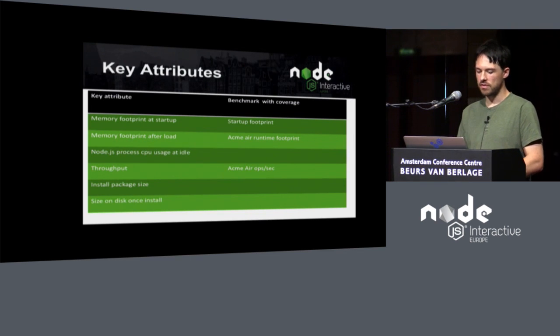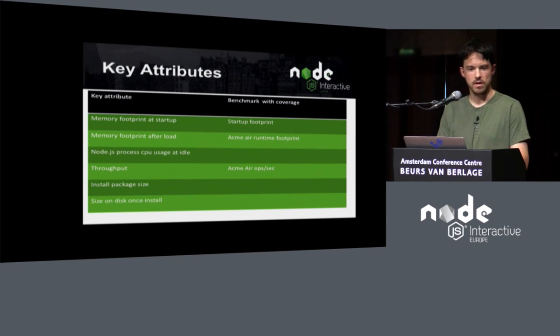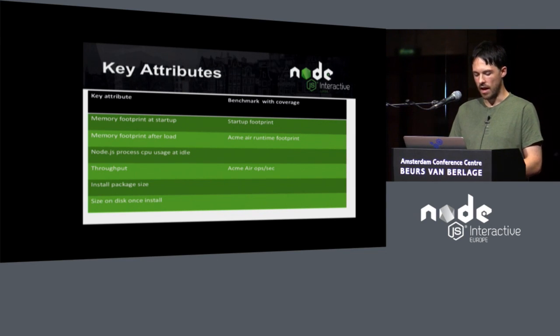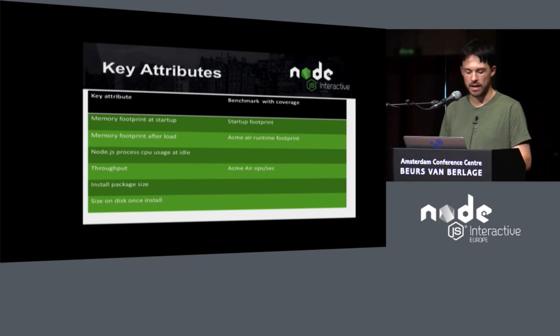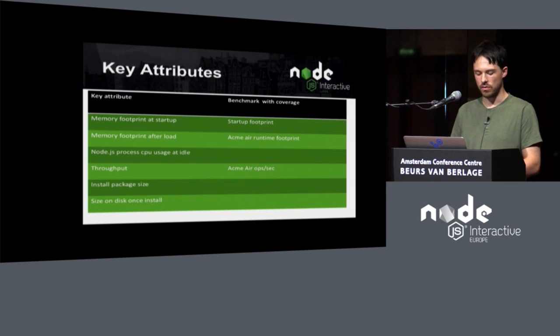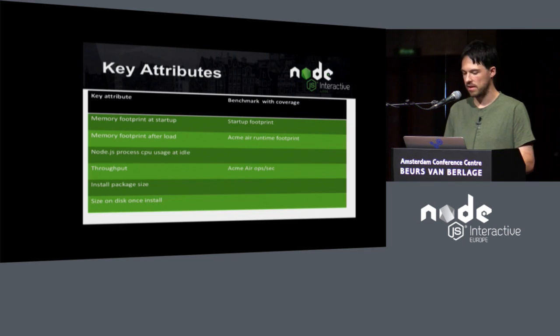Some of the key attributes, so these are different metrics that we're looking to track, and obviously we've still got some gaps here that we need to fill in. We've got two memory footprint measures, one just how much Node uses once it's started before it's done any work, and then one also after load. The Node CPU usage at idle, ideally that shouldn't really be using any CPU at all. Throughput, as we're tracking through Acme Air operations per second, and then how large the Node package is when you download it, and also once you've installed it, how much space it's going to be using on disk.